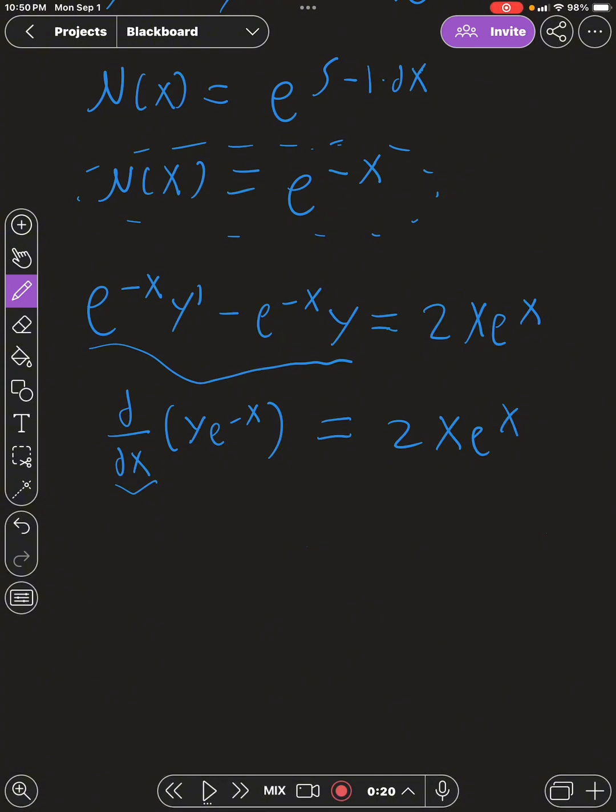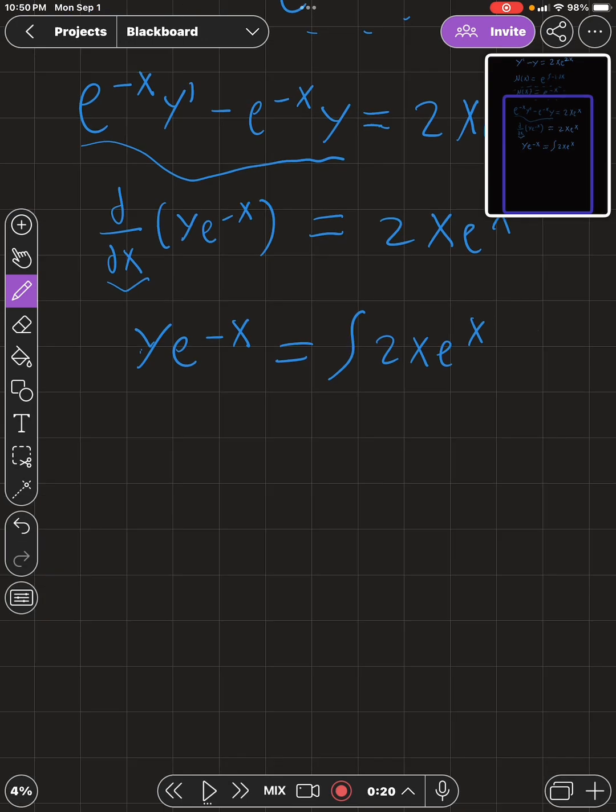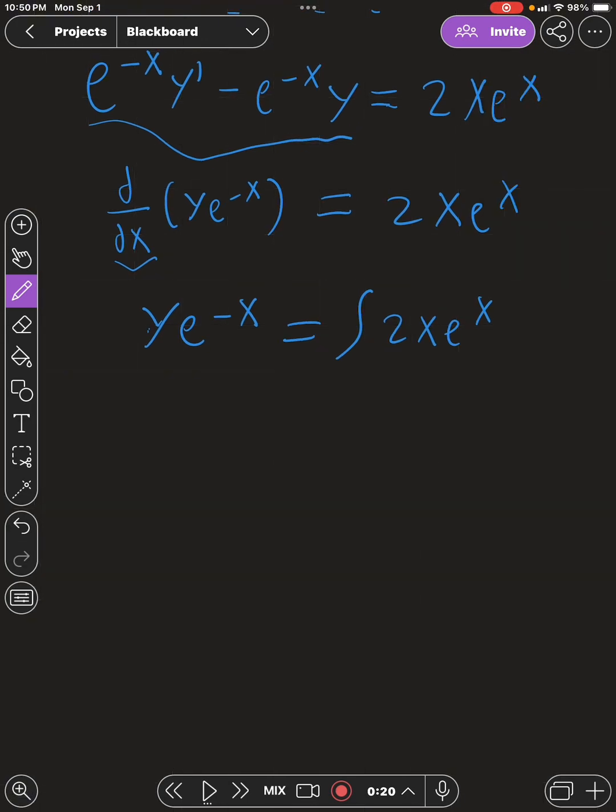So if we integrate with respect to x on the left, well, this d dx is just going to go away. So then we're going to get y e to the negative x is equal to the integral of 2x e to the x. So we'll have to do a little bit of integration by parts, and nobody likes doing integration by parts, I understand. So we're going to have, I think, u is equal to 2x, dv is equal to e to the x dx. So du is equal to 2 dx, and v is equal to e to the x.